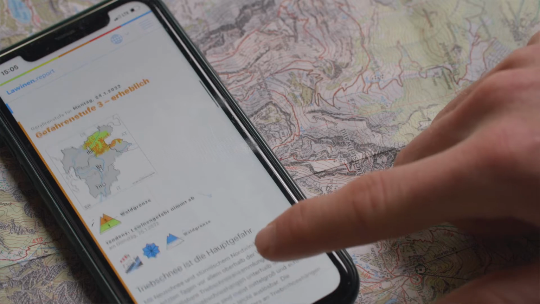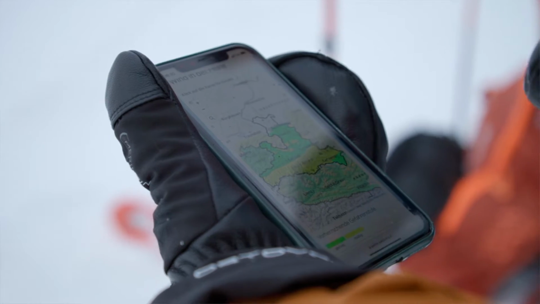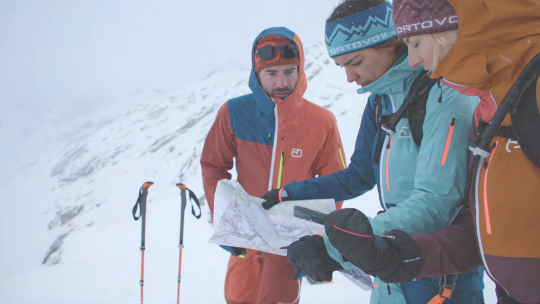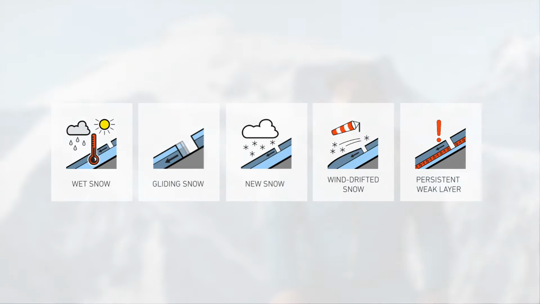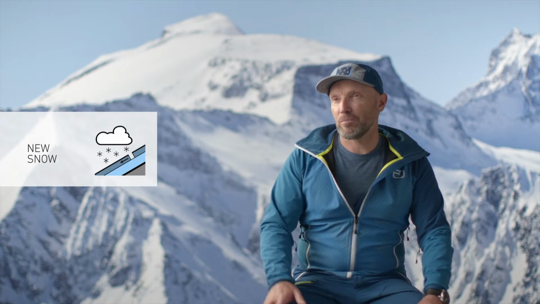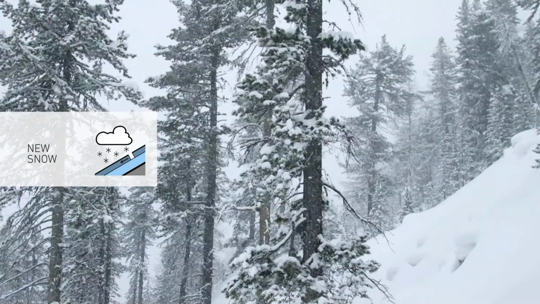Avalanche theory has developed greatly over the past few years. This is evident by the fact that we now recognize that avalanche problems exist and that there aren't untold thousands of them, just 5. And as users, we can work very well with these 5 avalanche problems. The first avalanche problem is the new snow problem. The new snow problem is relatively easy to grasp.